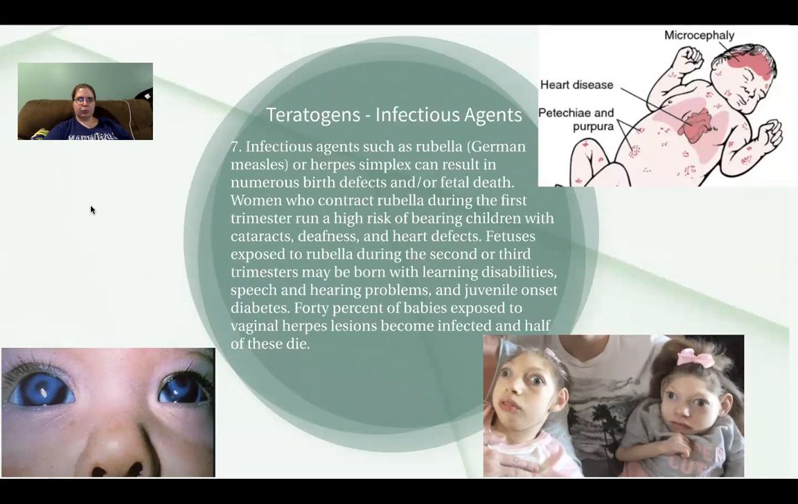Fetuses exposed to rubella during the second or third trimester may be born with learning disabilities, speech, and hearing problems. So a lot of mental development at that point gets affected, and juvenile onset diabetes.